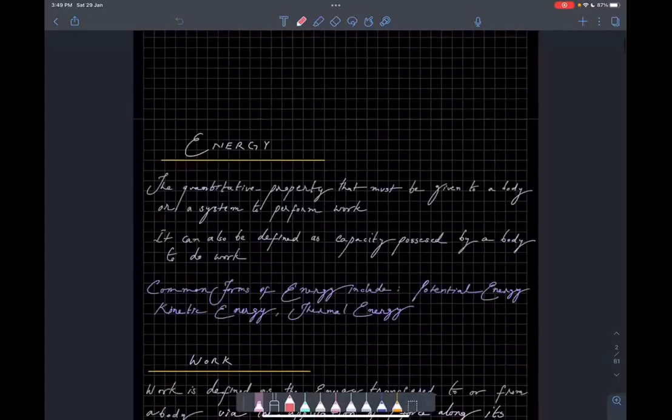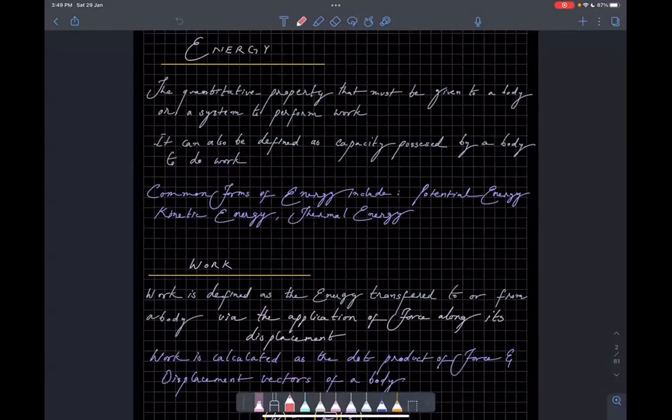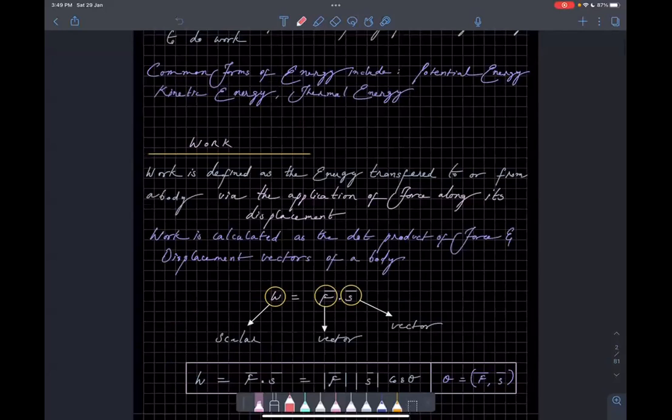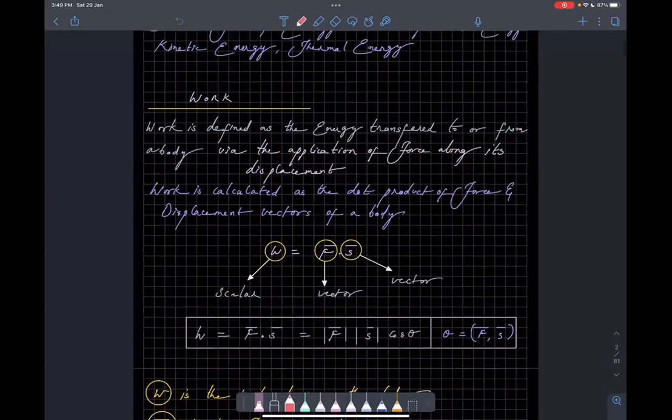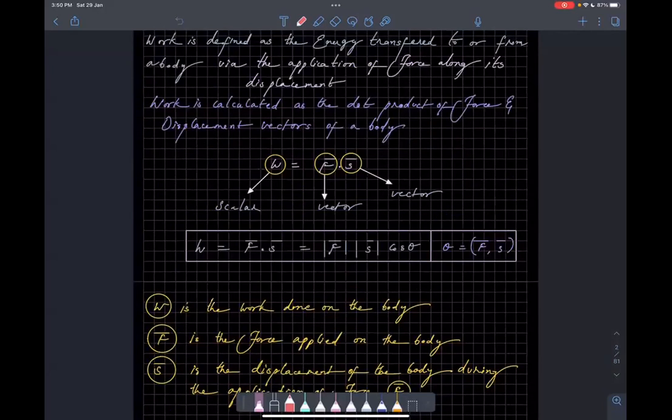Okay, I'll quickly revise what energy is. Energy is the capacity to do work. Work is something that you can find by taking the dot product of force and displacement, right? Now, force is a vector quantity, displacement is a vector quantity. Work is defined as the product of force and displacement in the direction of force, right? Product of force and displacement in the direction of force.